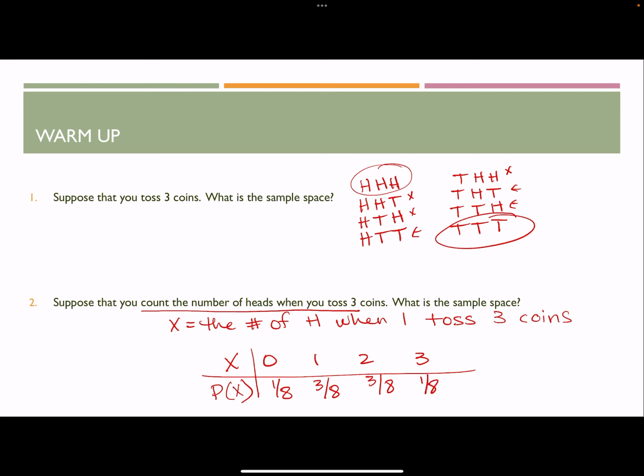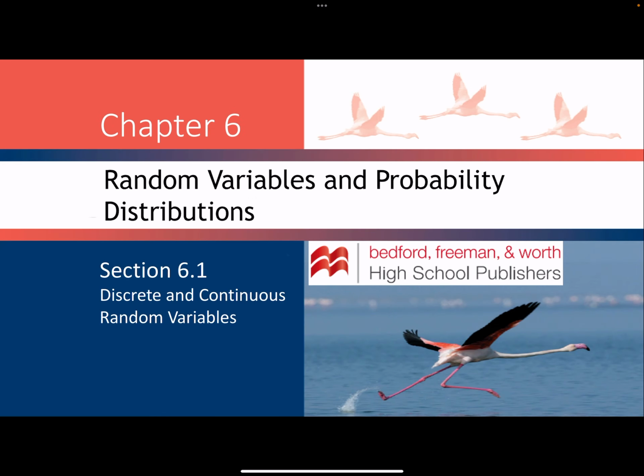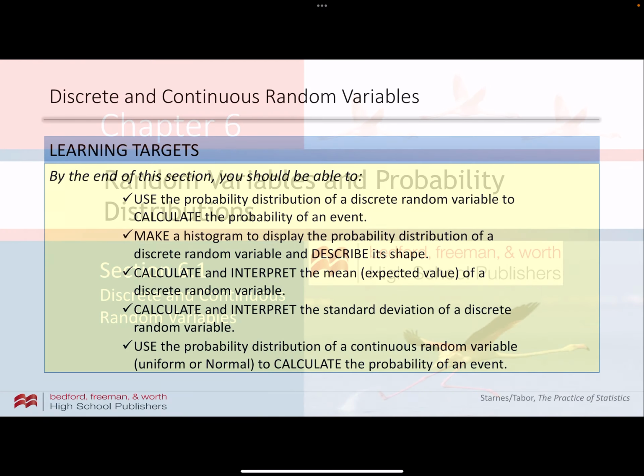So we went from supposing I'm tossing 3 coins, what's the sample space, to counting the number of heads. Now this is my sample space down here, right? Kind of looking at the same experiment, but I'm defining my variable a different way. So that leads us into chapter 6, talking about random variables. And let's get to this definition.